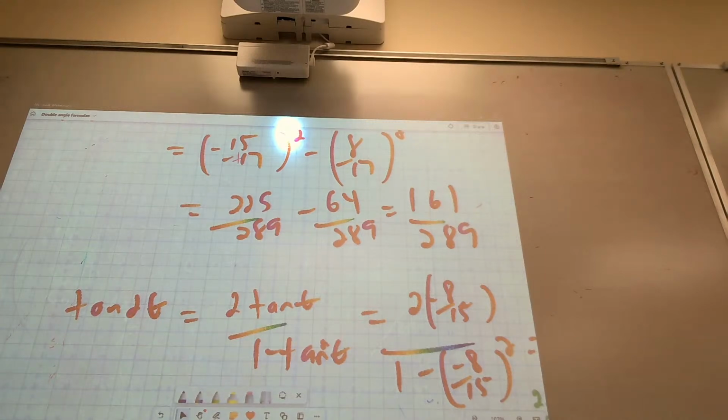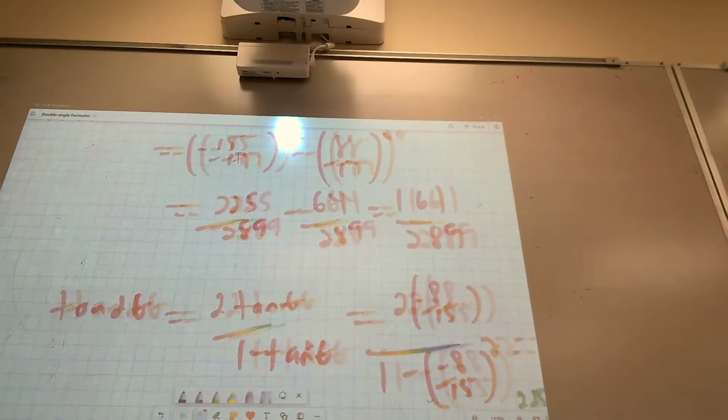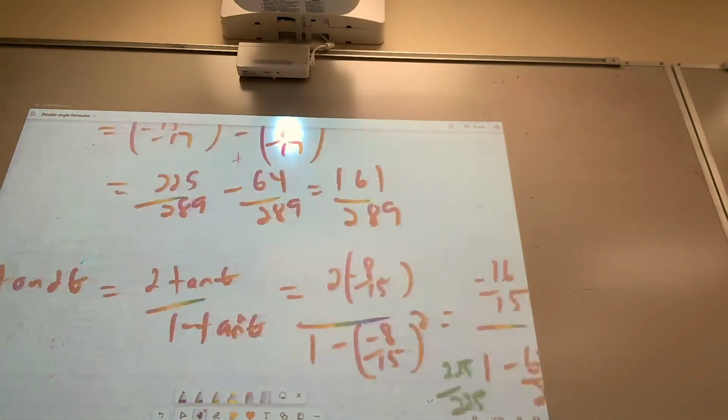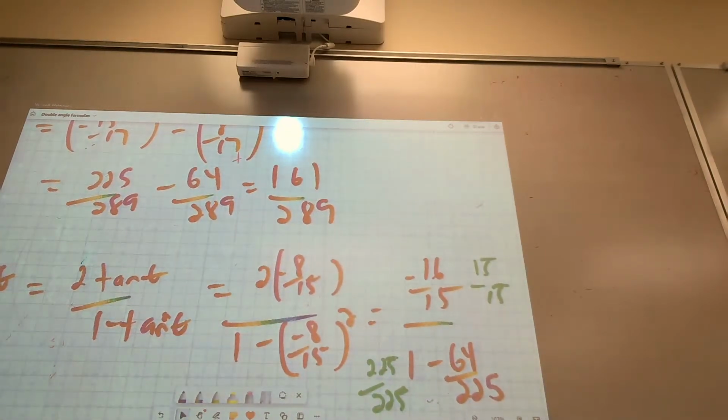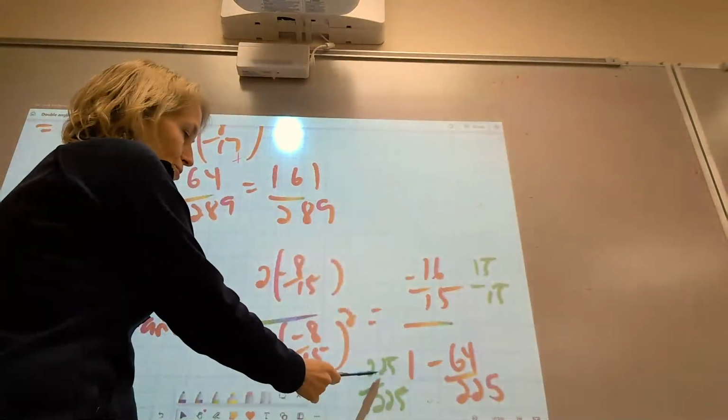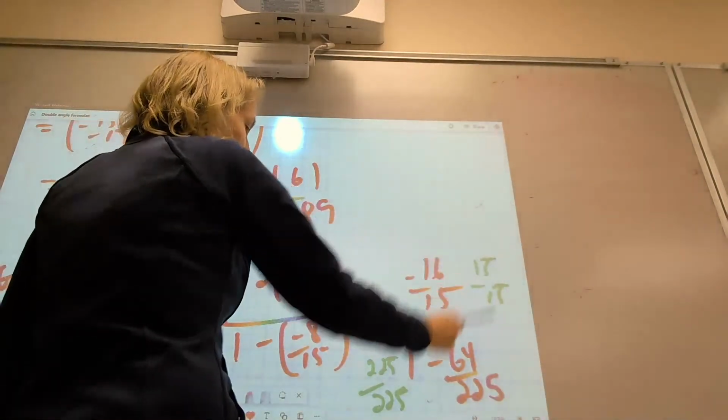So we have this 2 times minus 8 over 15, over 1 minus a negative 8 over 15 quantity squared. You already know what 15 times 15 is. So you get this. Your common denominator is 225. So you have to go 225 over 225, 15 over 15.